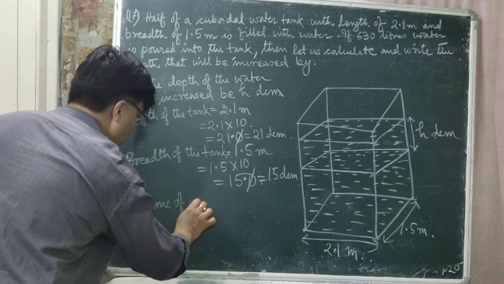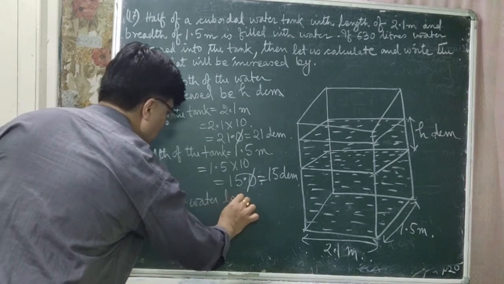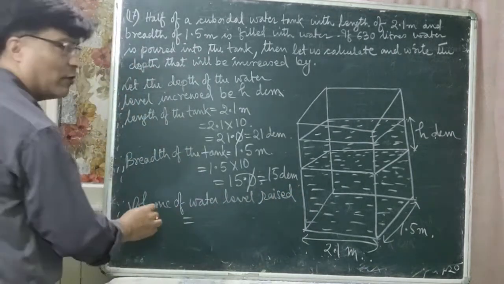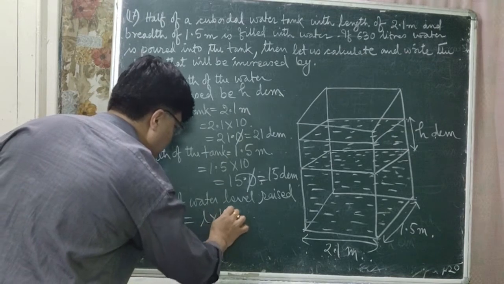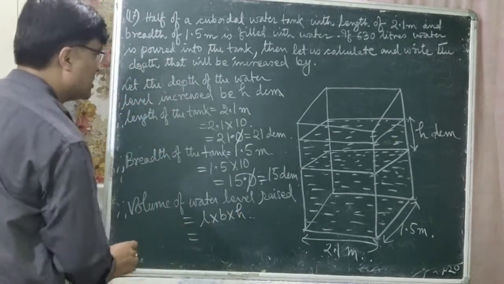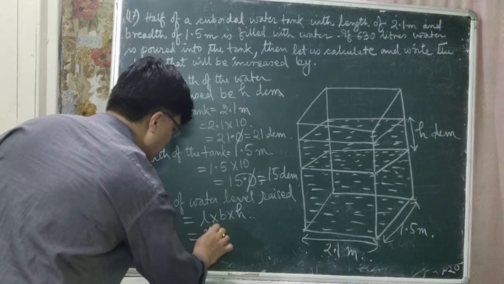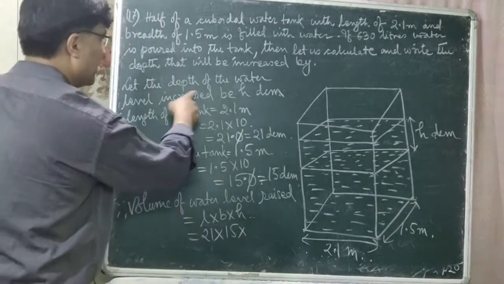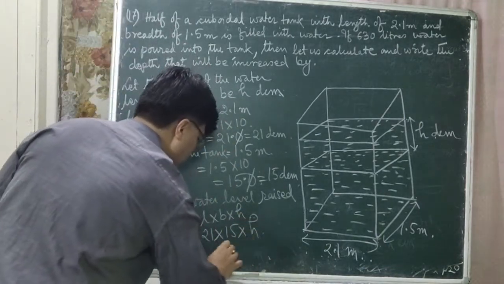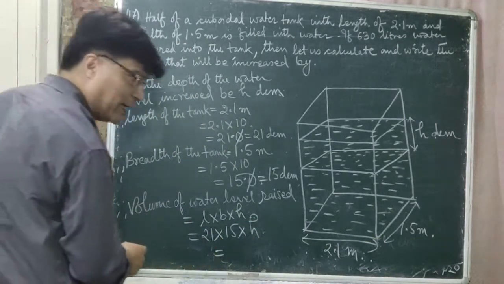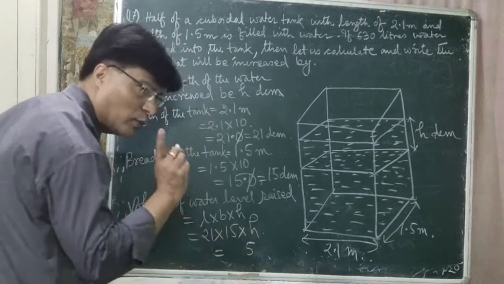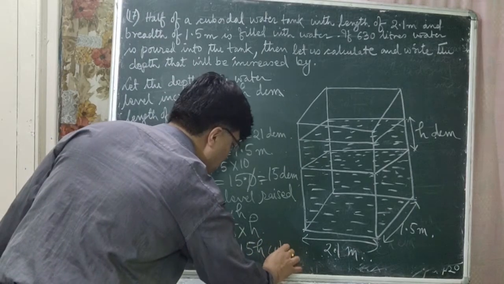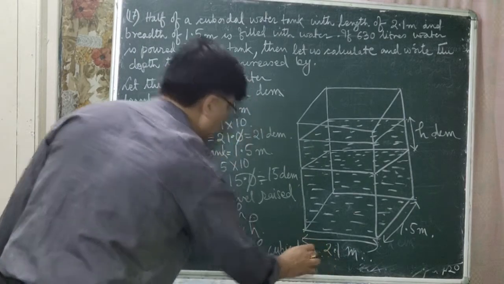So volume of water level raised is equal to what is the formula, it is L into B into H. L into B into H is equal to, L length is 21 into the breadth 15 into H. We have assumed it as H decimeter. Now we can multiply them: 15 ones are 15, 5 1 15, 2s are 30 plus 1 is 31, 315H. What is the unit? It is cubic decimeter.